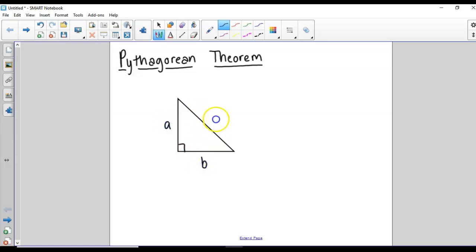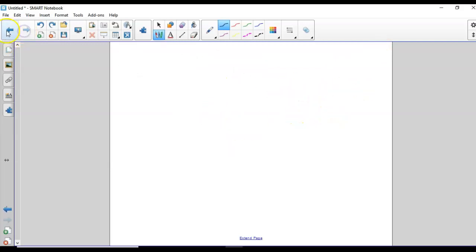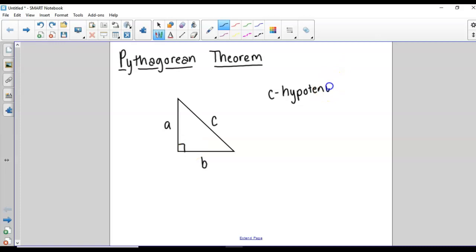A, B, and C, it matters where those go, or at least it matters where C goes, because C is a special side. What is the name for your C? Hypotenuse. Okay, so C is your hypotenuse. It is the longest side.